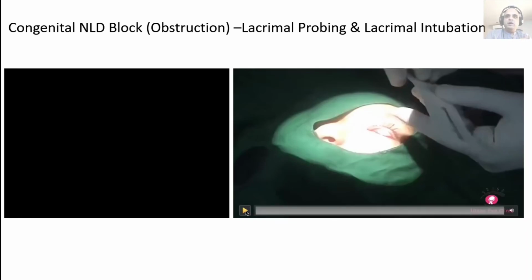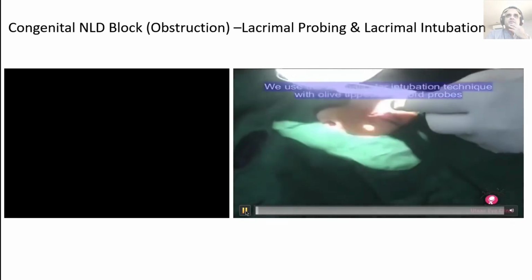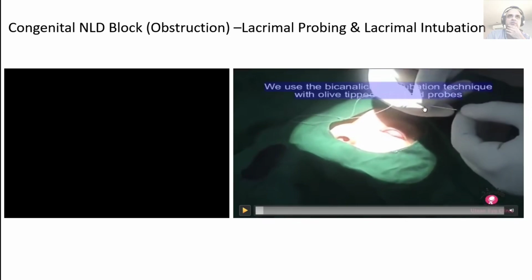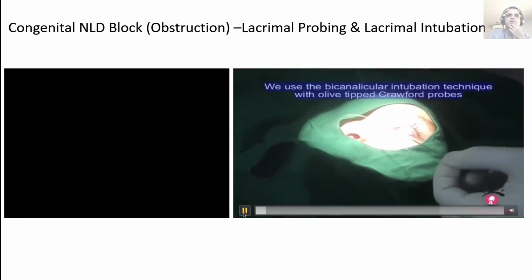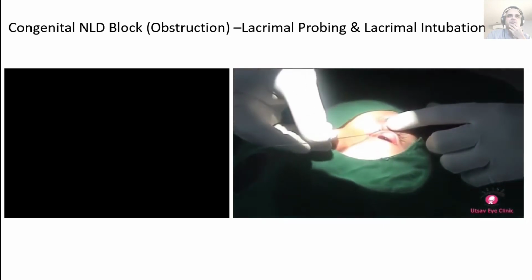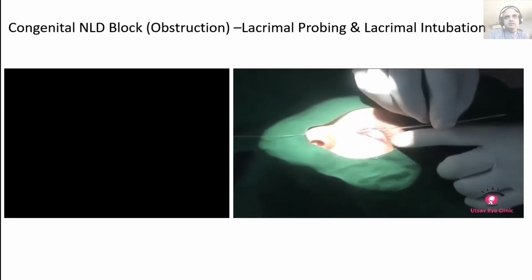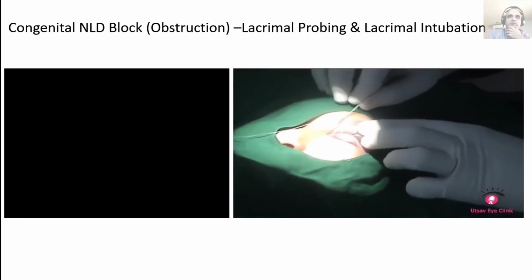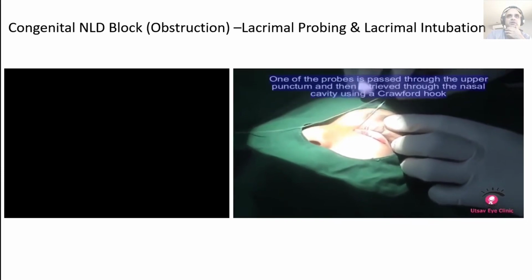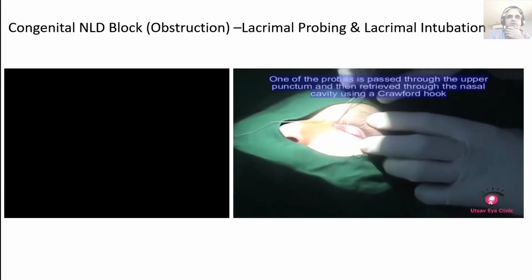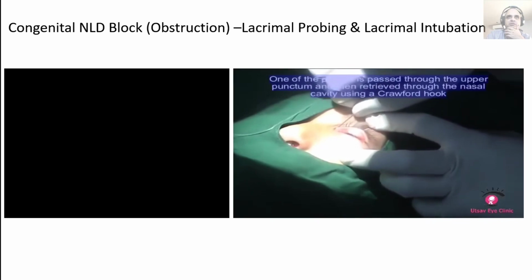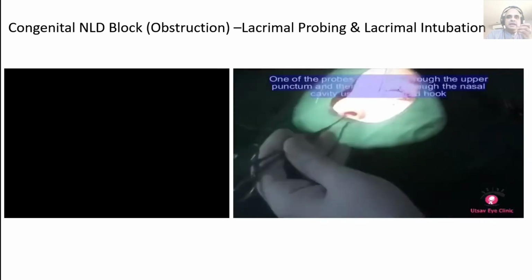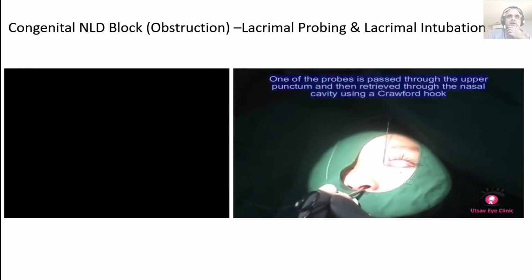And if one probing fails and the second probing fails, you can do something called intubation. So this is the silicone tube attached to two probes, and the probes are going to be passed through the superior and inferior punctum to the canalicular system, to the sac, into the nasolacrimal duct, and out of the inferior meatus of the nose. So this is passing through, I think, the superior canaliculus to the sac and then out into the nose. And this is a hook that you can use to catch the probe.